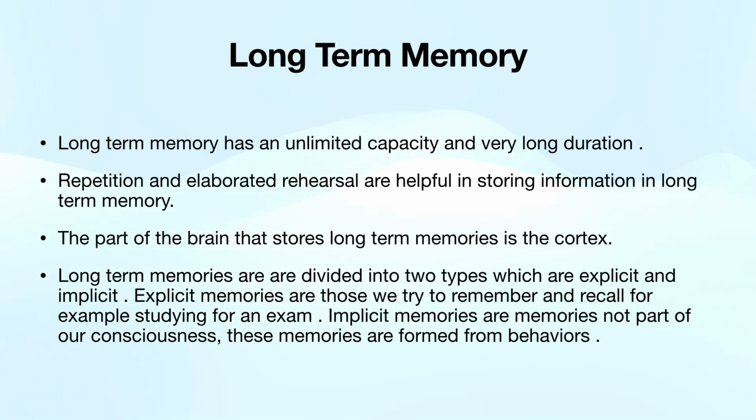Long-term memories are divided into two types, which are explicit and implicit. Explicit memories are those we try to remember and recall, for example, studying for an exam. Implicit memories are memories not part of our consciousness. These memories are formed from behaviors.